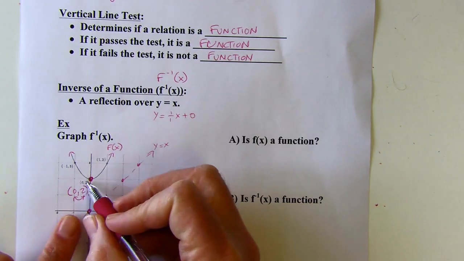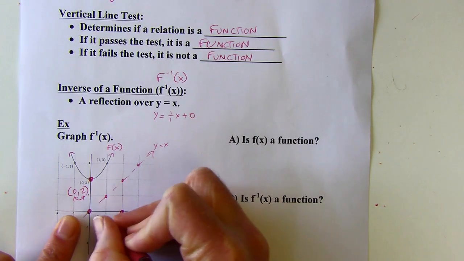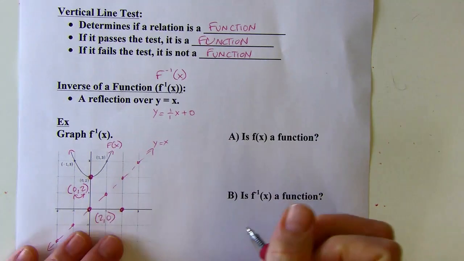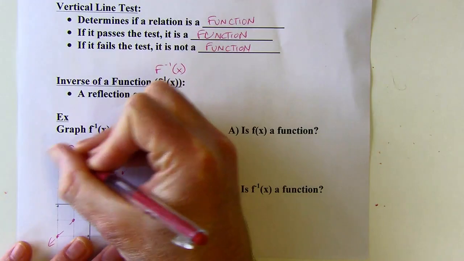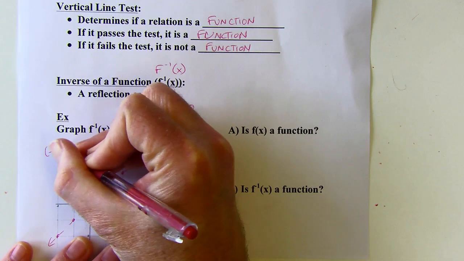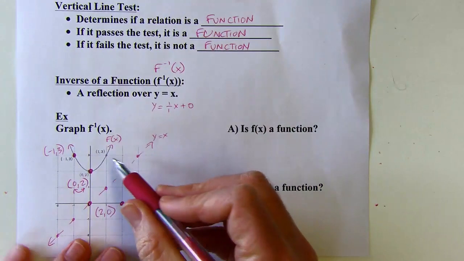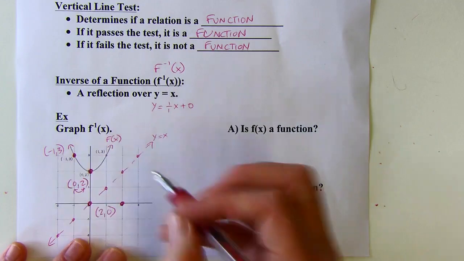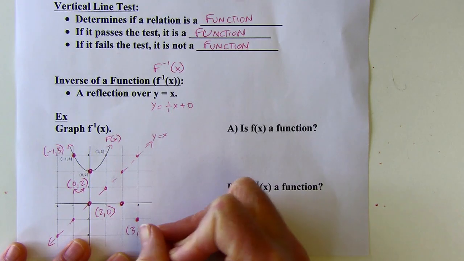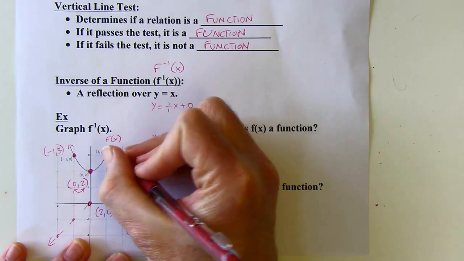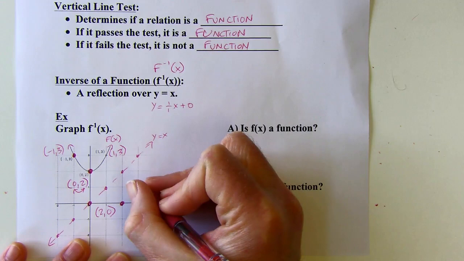So if (0, 2) is on f of x, (2, 0) would be on the inverse of f of x, okay? And the same thing with the other point. So I've got (-1, 3) labeled up here. If I just switch that xy pair, that's going to be (3, -1). (3, -1) is right here. Okay, and instead of (1, 3), I'm going to get (3, 1).